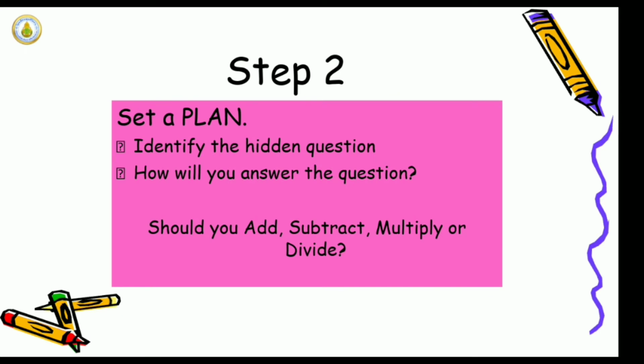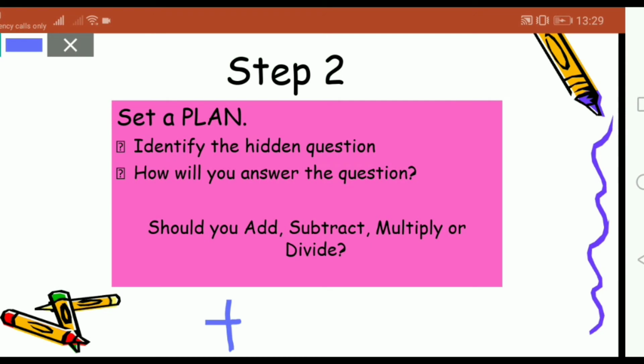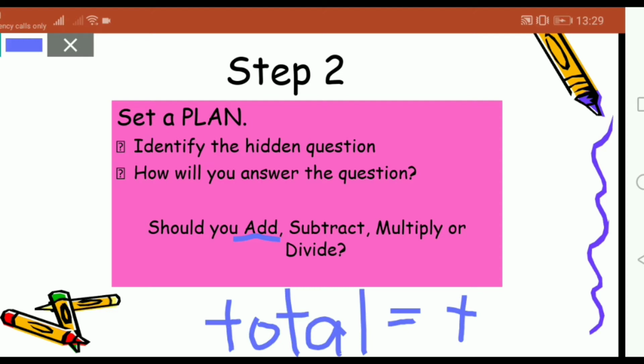Step 2. Set a plan. Identify the hidden question and how you will answer the question. In the word problem, should you add, subtract, multiply, or divide? Now, in the problem, as you can see, there is the word total. If you see the word total, it means we are going to add. So in this problem, we're going to add the numbers.